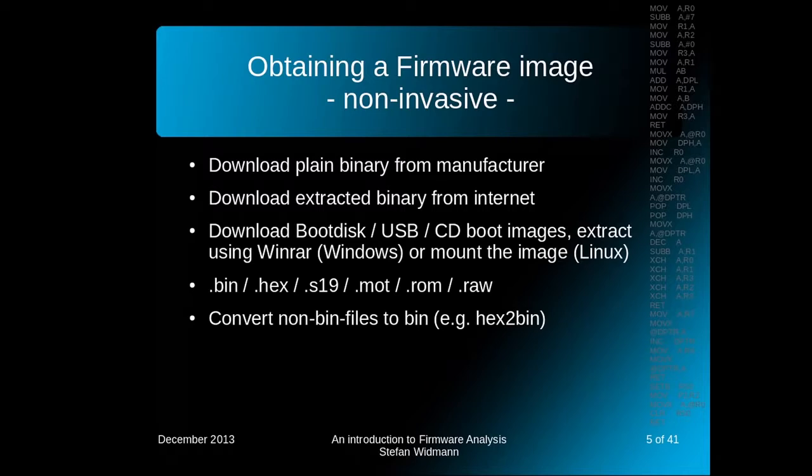using, for example, WinRAR on Windows, or just mount it on Linux. Search for files named bin, hex, S19, mod, like Motorola, ROM, or RAW. Most times, binary, that means bin, ROM, or RAW files, are already real binary files. Non-binary files should be converted to bin files, for example, with converters like hex to bin.